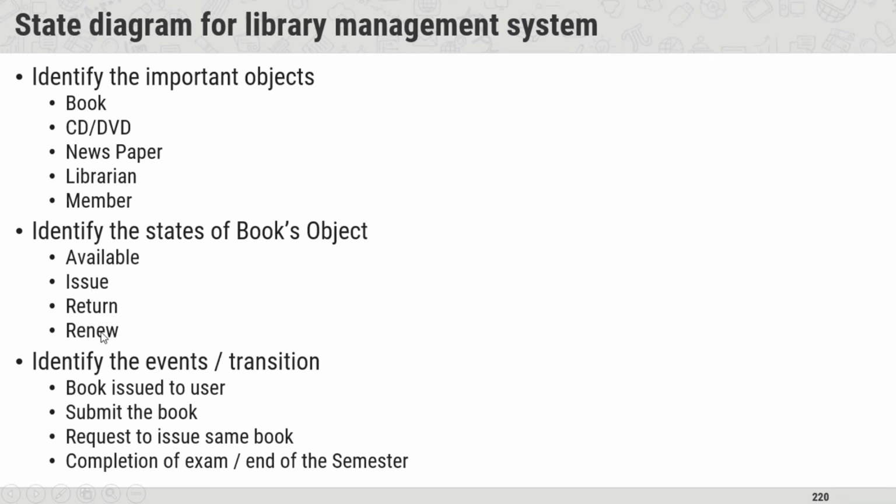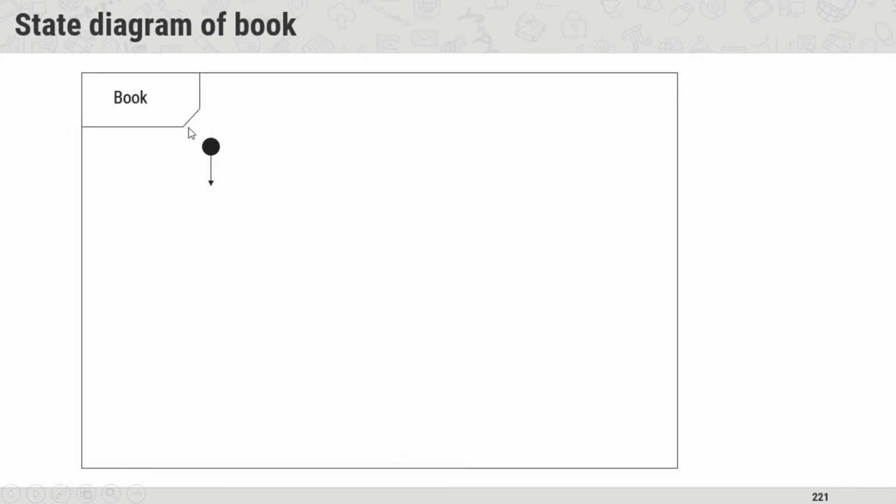Now what are the things which convert these states into different states? So we need to identify the event or transition. Book issued to users, submit the book, request to issue the same book, completion of exam or end of the semester. All this could change the state of this book object. So this is the diagram for book.